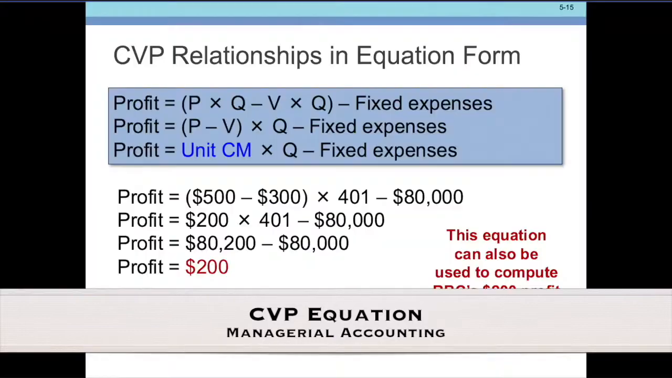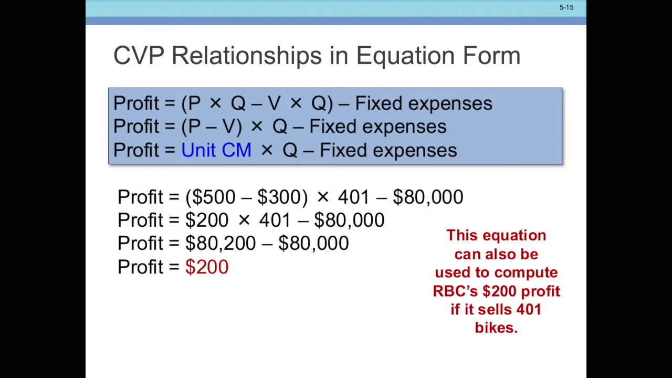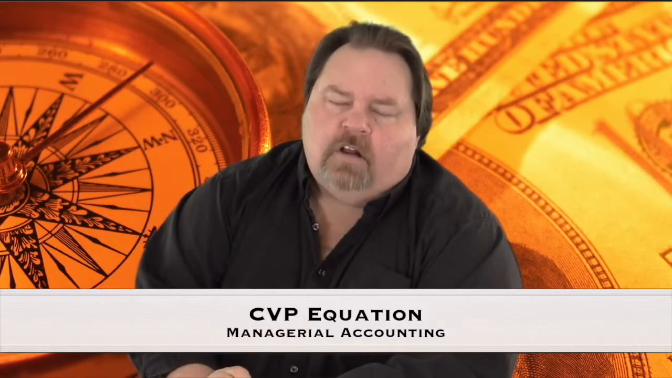So when you look at how we came up with profit in the last situation, the profit was the $200 contribution margin times the 401 bikes, which is 80,200, minus the 80,000 fixed costs, which is $200. And so the easy way to write out the equation is 200 times 401 minus 80,000 would give you your profit for the entire situation. So the $200 contribution margin in this case is really important to know because it shortcuts doing all of the balance sheets and income statements. You don't even have to do an income statement.